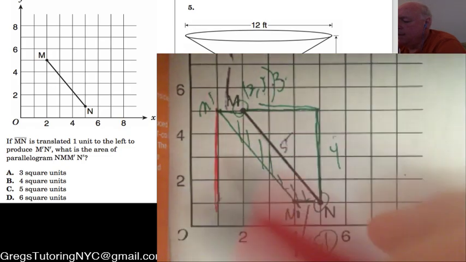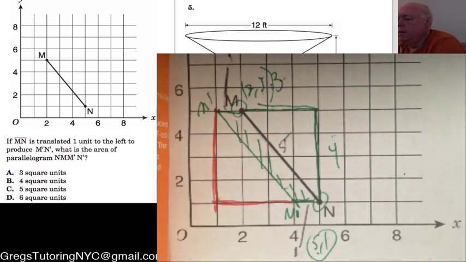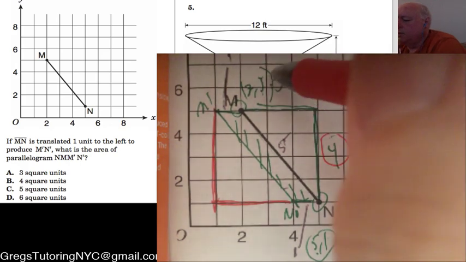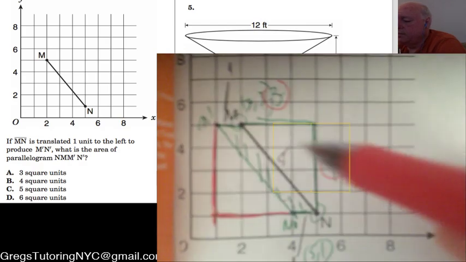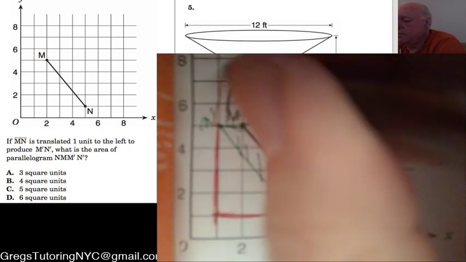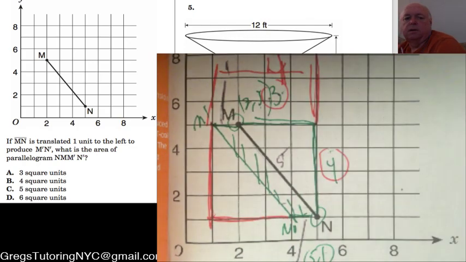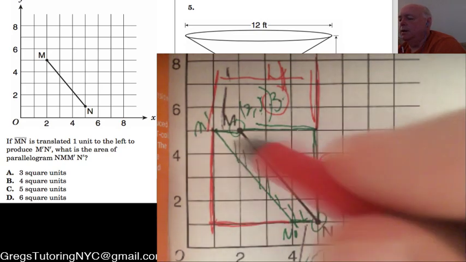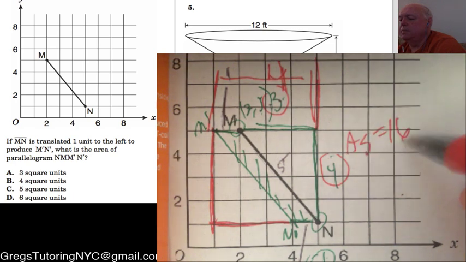and come along like this. Okay? We already know the length of this is 4. The length of this was 3. But from here to here, this is also 4. Okay? So that means this whole square, the area of the square is 16.